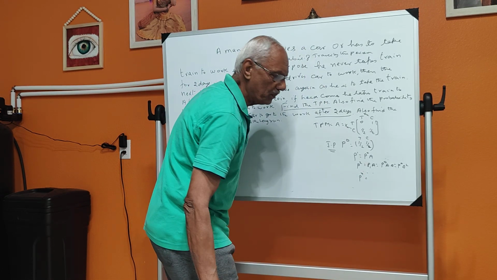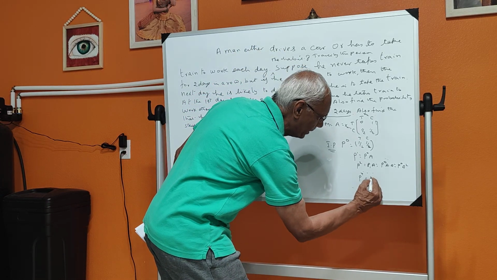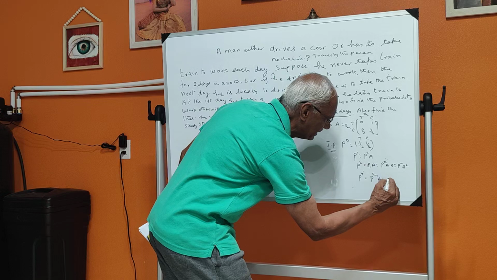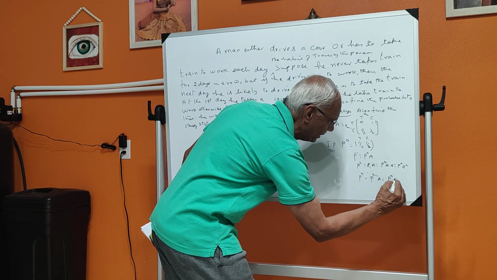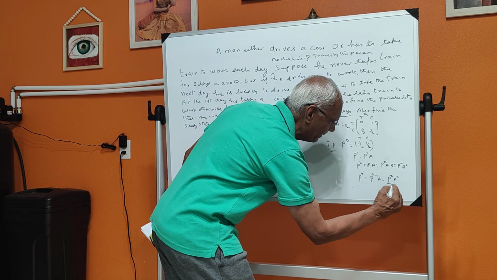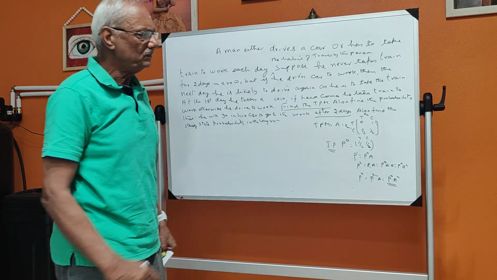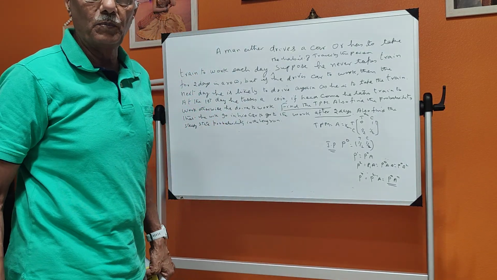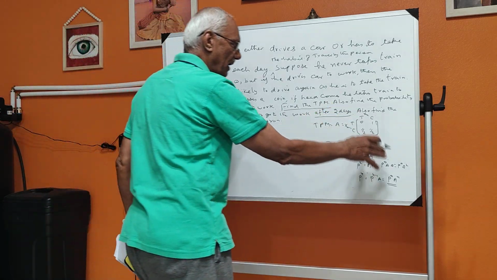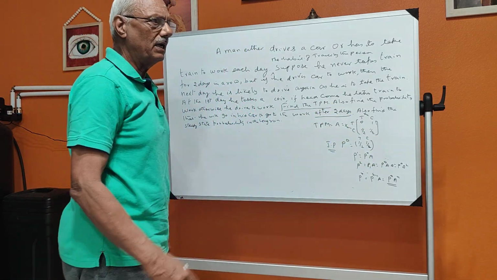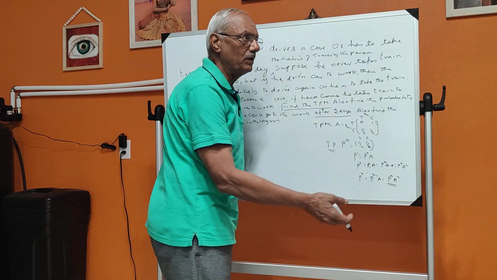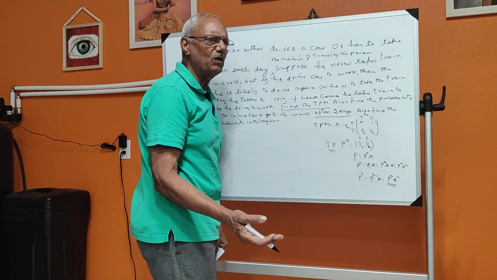Then for Pn, as I told you, it is Pn minus 1 into A. This is nothing but P0 into A to the power of n. Now I will use this idea to find the nth probability. See, this is how we find the first day probability, second day probability, third day probability.